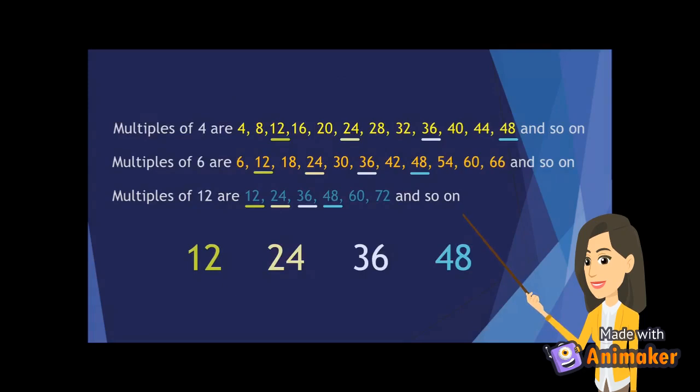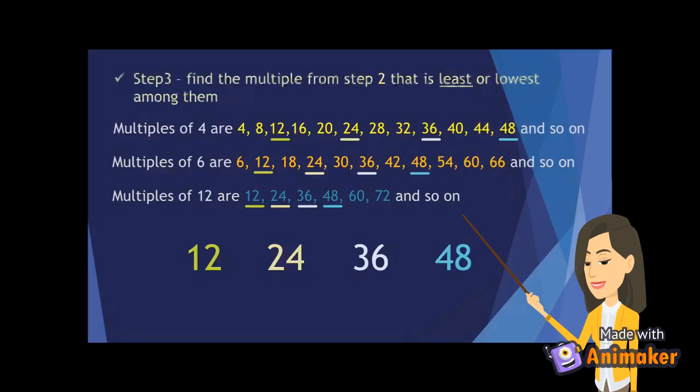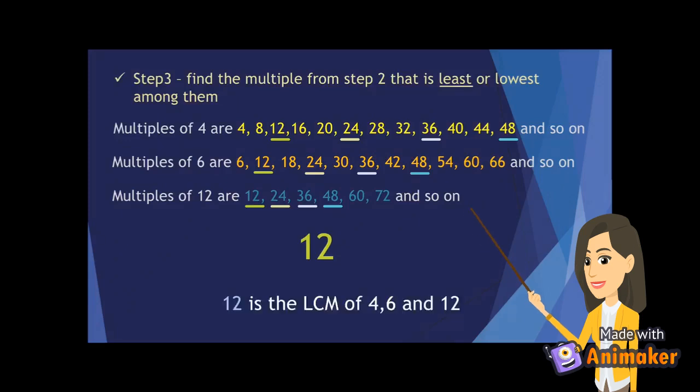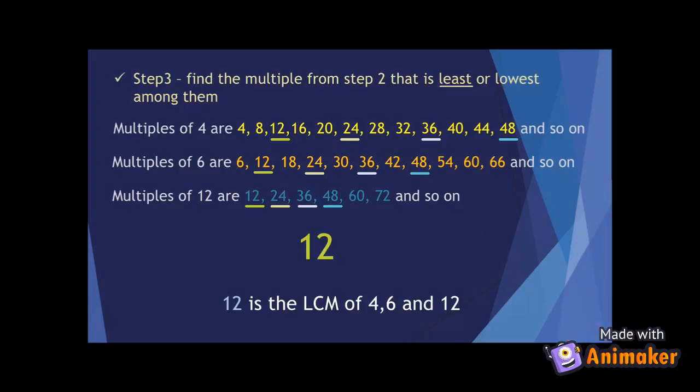Finally, Step 3. We have to find the least among all these multiples that are in common between 4, 6 and 12. It's not 48, it's not 36, it's not 24. 12 is the least or the lowest among them. And so, 12 is the LCM of 4, 6 and 12. Got it?